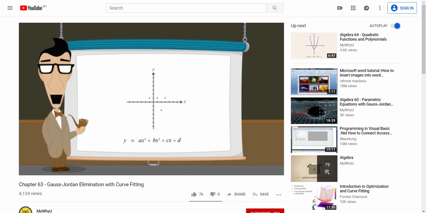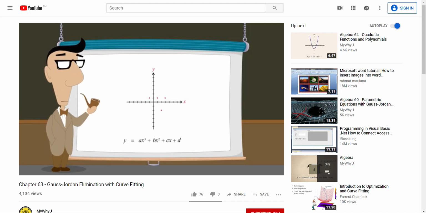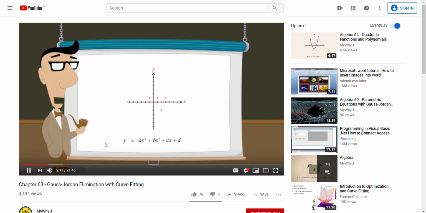So let's say that 4 measurements are taken of a system described by a third-degree polynomial function.